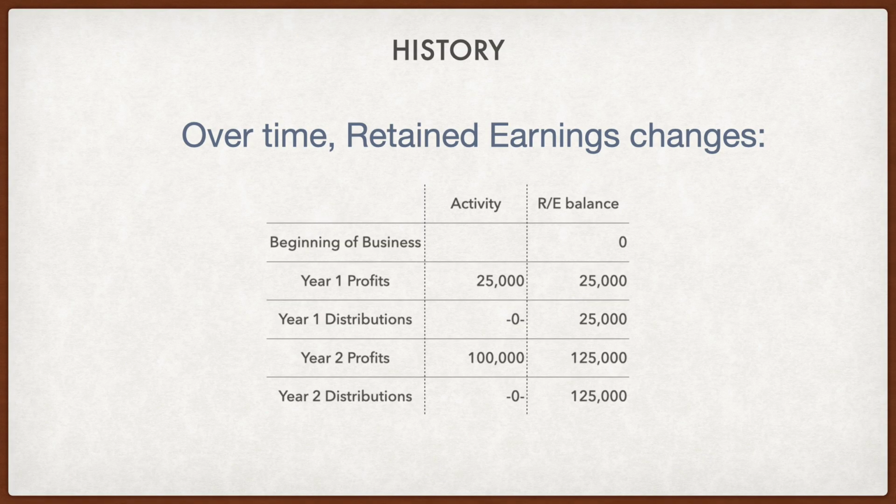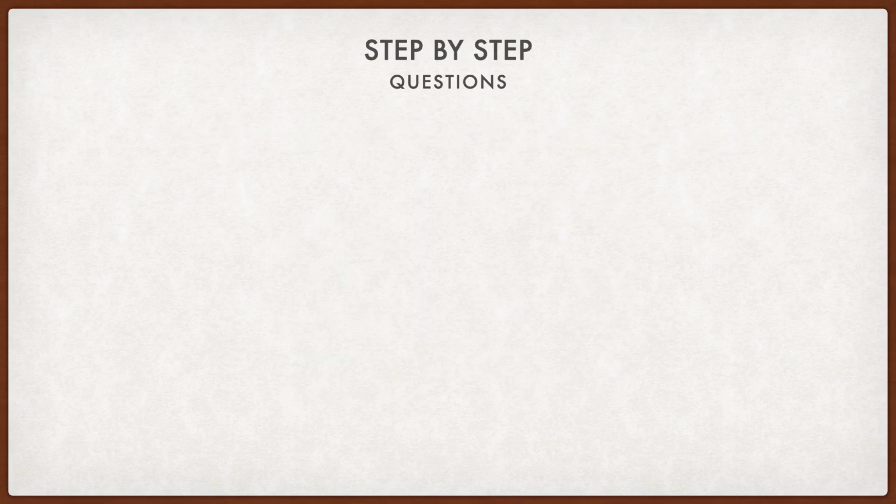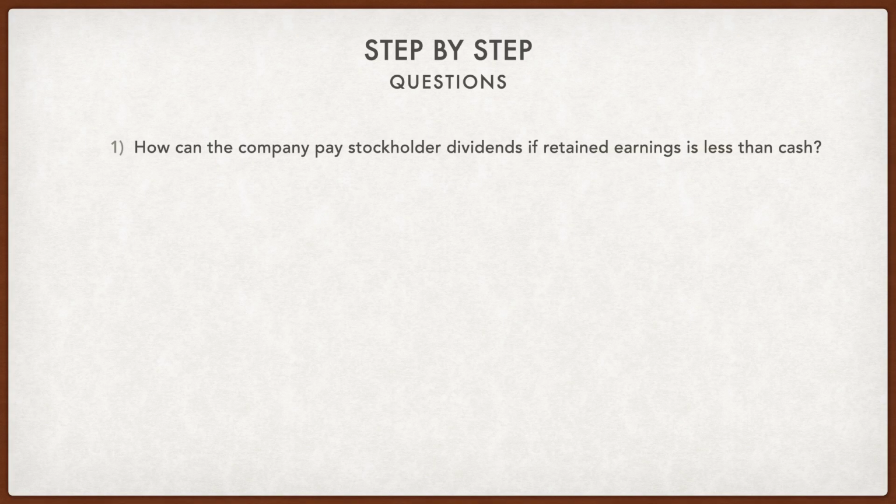Where did that 175 come from? Starts off with year one profits. Didn't have any distributions in year one, so our balance was 25,000. We had year two profits of 100,000. No year two distributions, so our ending retained earnings balance is 125,000. But we remember we only had $75,000 in cash. So the question might be, well, how can the company pay stockholder dividends if the retained earnings is more than cash? Yeah, that's a good question.